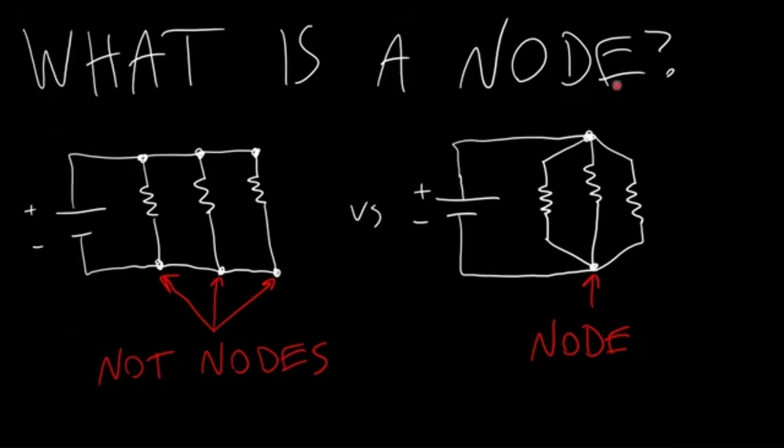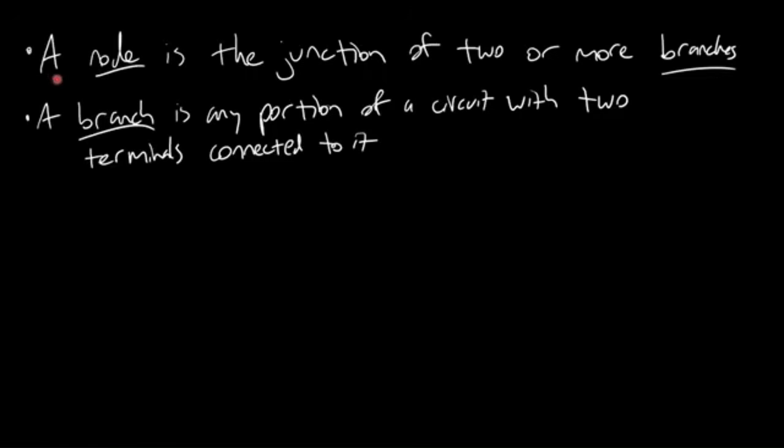What exactly is a node when we talk about a node when referring to a circuit? So we're going to go over some textbook definitions here, which I've written out in advance so you don't have to watch me write them. A node is the junction of two or more branches. Okay, great. Well, what is a branch?